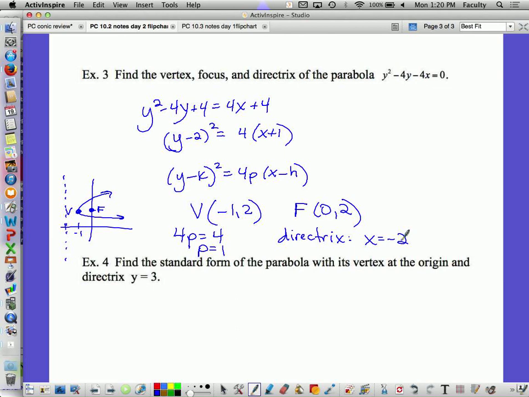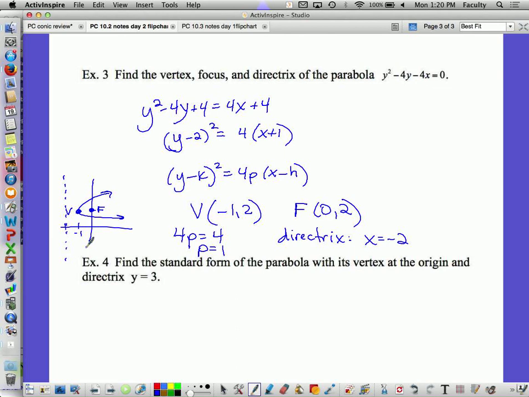Let's double check our work. We got the vertex (-1, 2). Our focus is (0, 2). And the directrix is x = -2. So does that make sense? From the vertex, it's p units, and you have to figure out if it's up, down, left, right. The focus is inside the parabola. Then this is not bad at all.